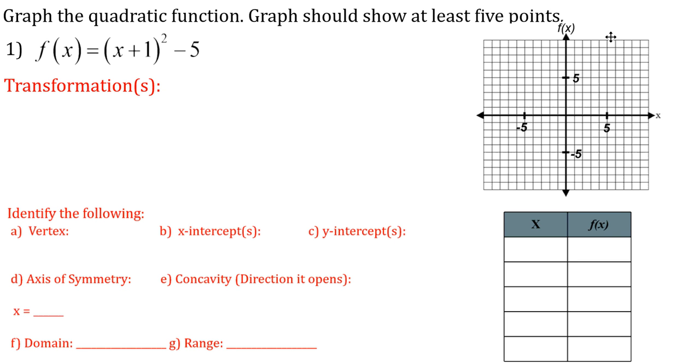So we'd like to graph our quadratic function and make sure that we have at least 5 accurate points depicted on the graph. And our function is written as f of x equals the quantity x plus 1 squared minus 5. You always want to take a look at your functions and ask yourself what form is it written in, because that will tell you the most to get started about your graph.